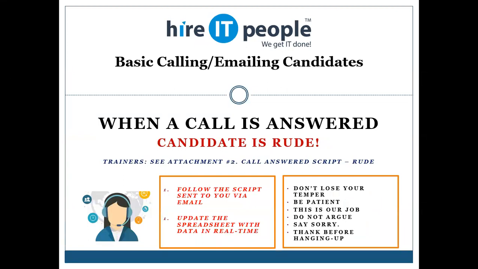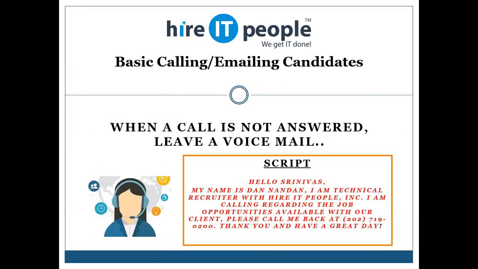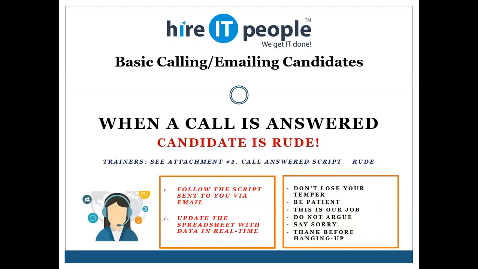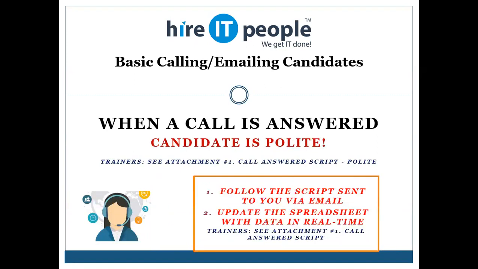Now, when a call is answered, the candidate may be rude. So there are two types. A polite candidate versus a rude candidate. Then there might be balanced candidates who are neither polite nor rude. They're kind of standard types, which you need to figure out. We can go into multiple examples of what candidates are. Once you call these 200 people, at least talk to 20, 30 of them, then you'll get to know how candidates behave and do the behavioral analysis by yourself.